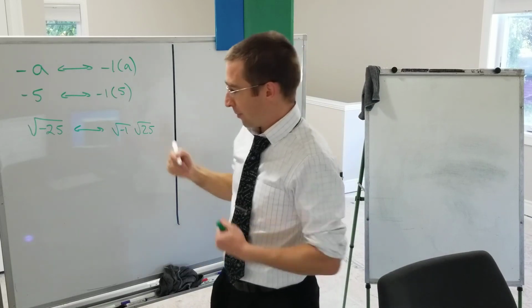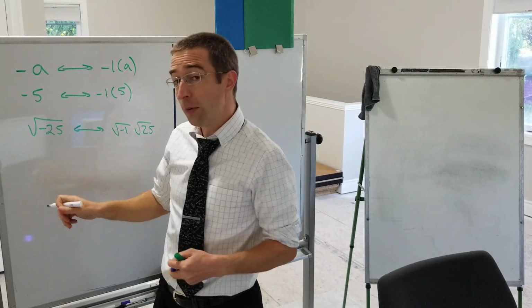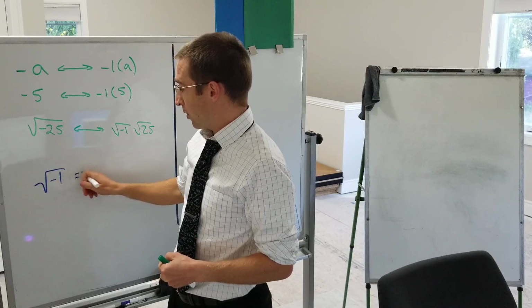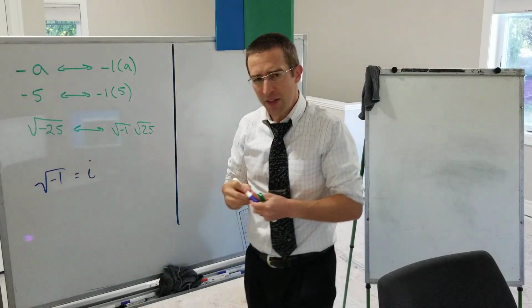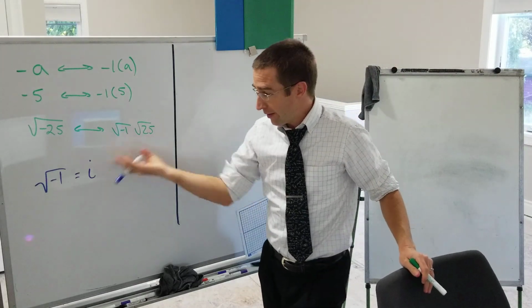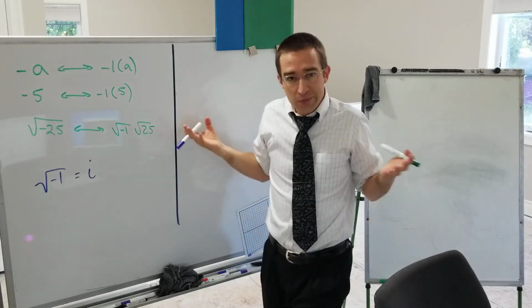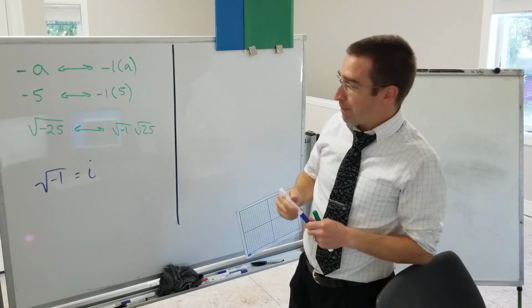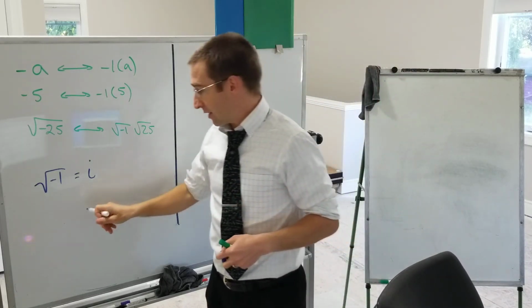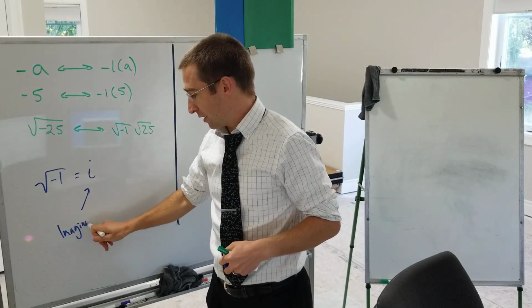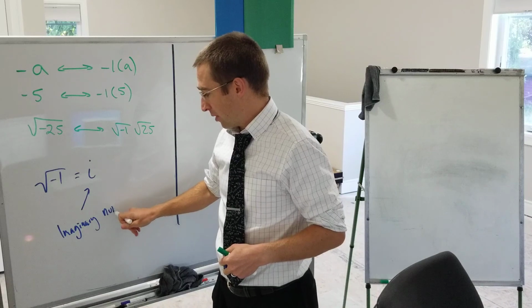So they came up with this wonderful new number. The square root of negative 1 is i. They just defined the square root of negative 1 as i. Just what it is. So these are imaginary numbers. So this is an imaginary number.